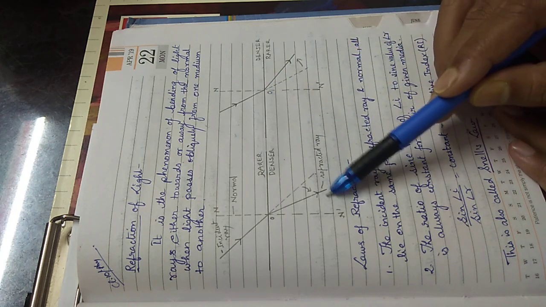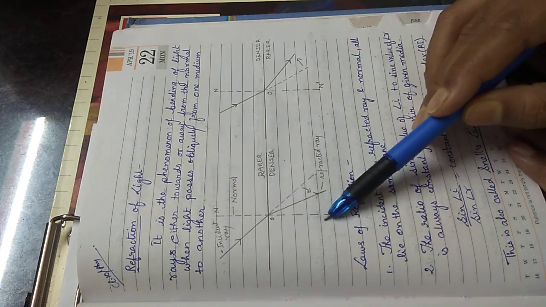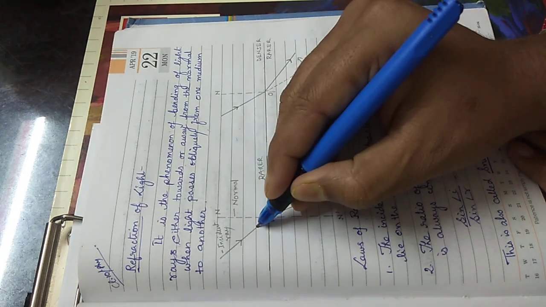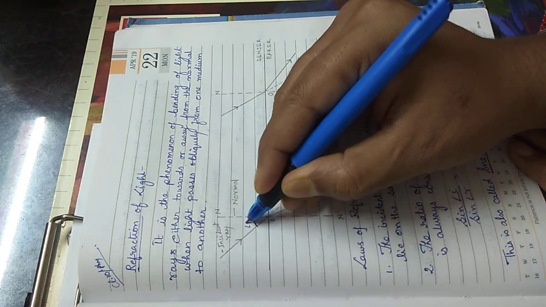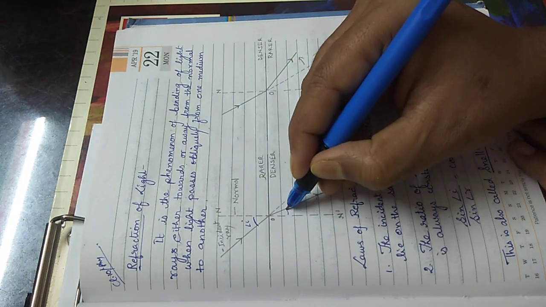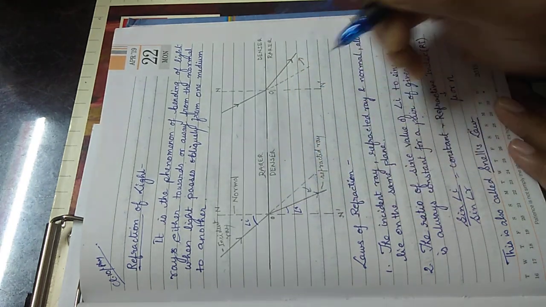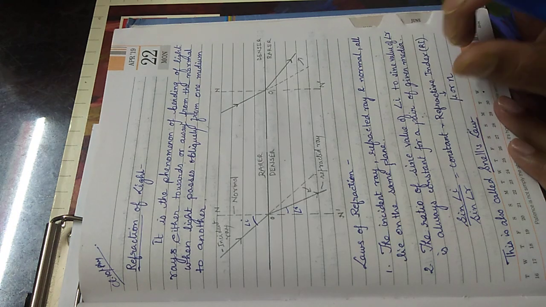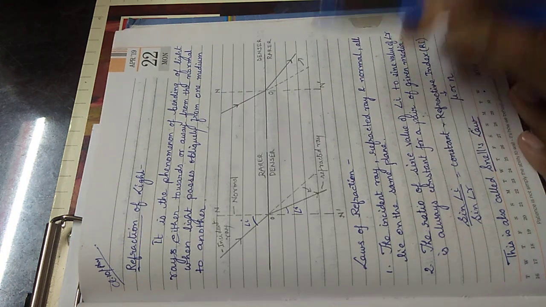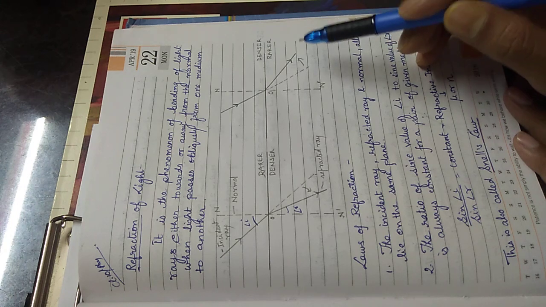Now this is called the refracted ray and this is the normal. This angle between the incident ray and the normal is the angle of incidence, and this angle between the refracted ray and the normal is the angle of refraction. Your pronunciation should be very clear, otherwise you will get confused between refraction and reflection.